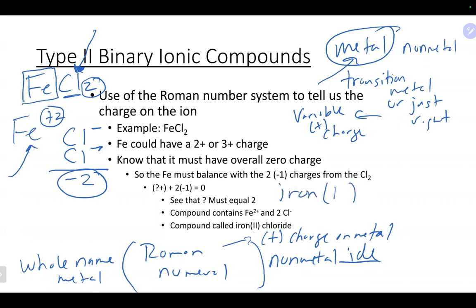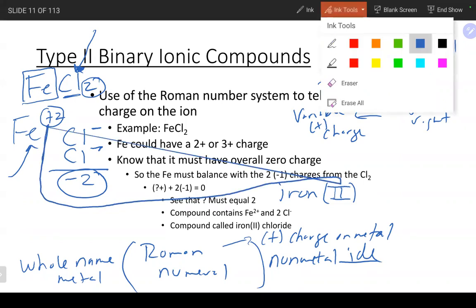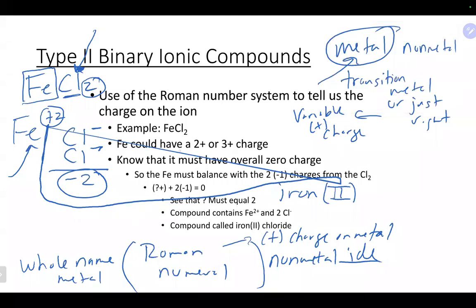We would do Roman numeral 2 because the charge on that iron is 2, as it disappears and comes back in a very awkward way there. Let's try that again. Let's get rid of that name there.